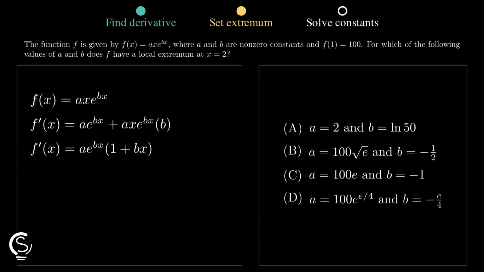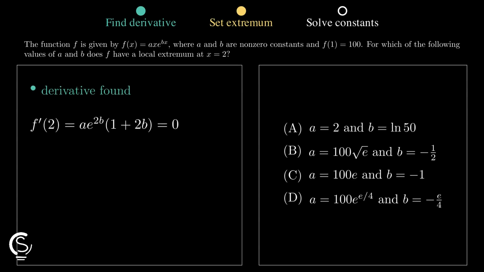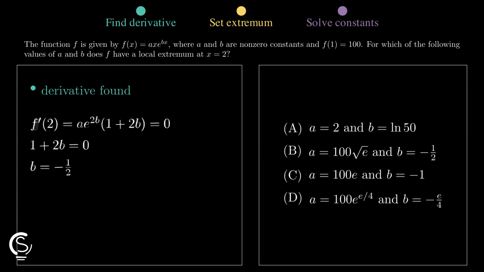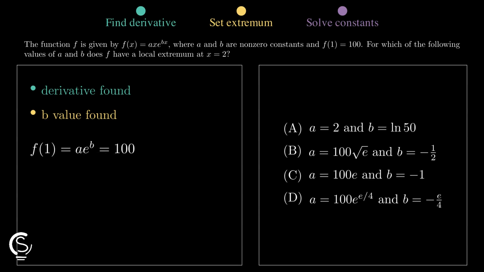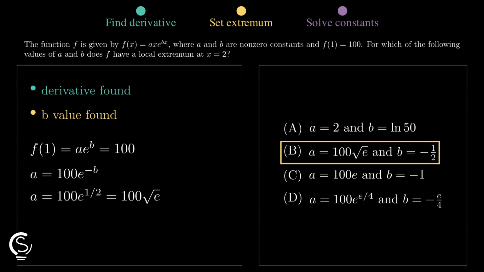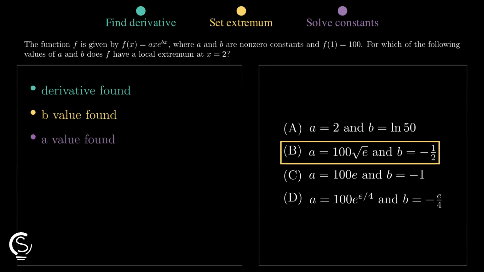For a local extremum at x equals 2, the derivative must be 0. Since a and e to the 2b are non-zero, we solve 1 plus 2b equals 0 to get b equals -1/2. Finally, substitute b equals -1/2 into the original function. Given f of 1 equals 100, we solve for a to match our target option b right now.